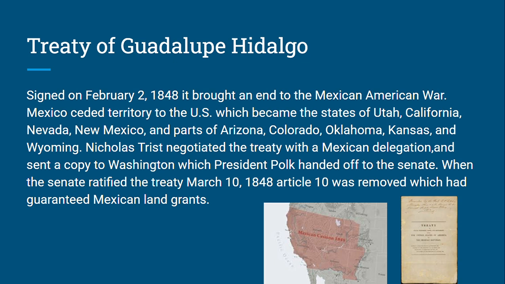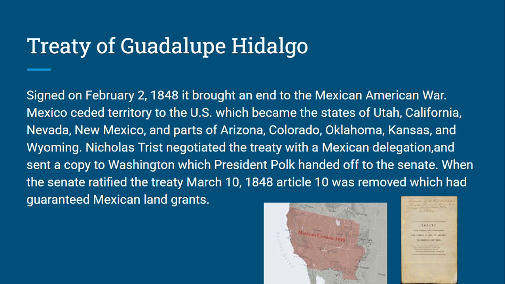The Treaty of Guadalupe Hidalgo. It was signed on February 2nd, 1848, which brought an end to the Mexican-American War. Mexico ceded territory to the U.S., which became the states of Utah, California, Nevada, New Mexico, and parts of Arizona, Colorado, Oklahoma, Kansas, and Wyoming.